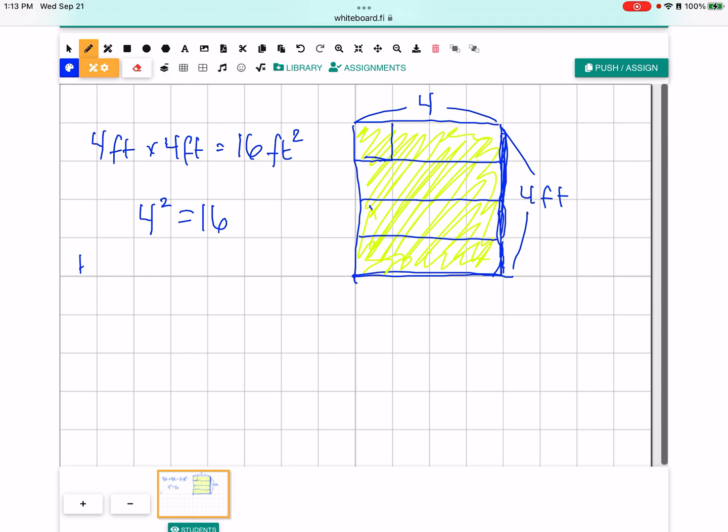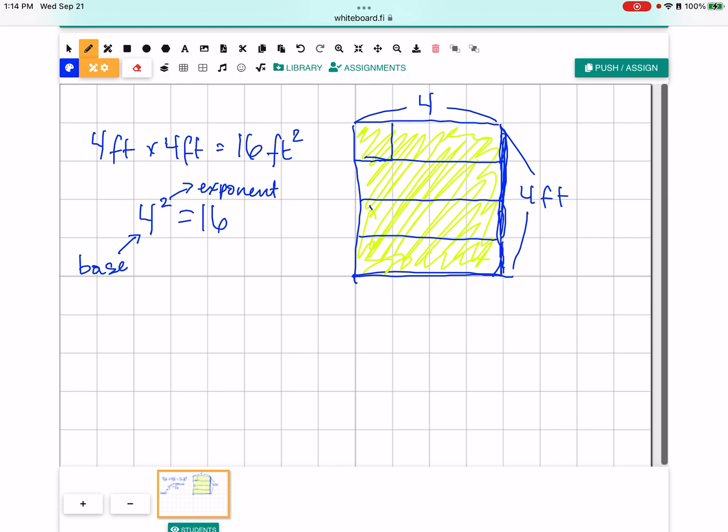And some vocabulary for you. This 4 is called the base. And this 2 is called the exponent. The exponent simply will tell you how many times you're multiplying the base by itself. So in this case, we're multiplying 4 times 4, so we have 4 twice, and that is 16. 16 is said to be a perfect square, and perfect squares are numbers that have a whole number which multiplies by itself to produce that number, in this case 4 times 4.